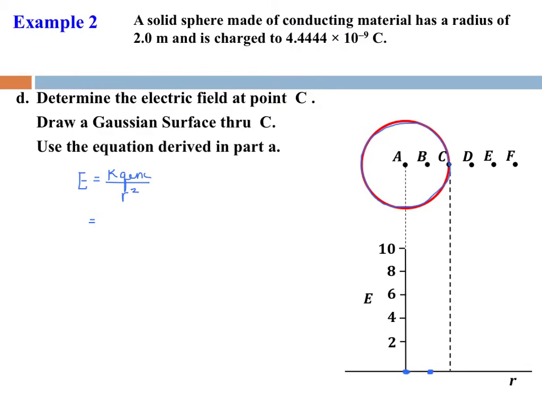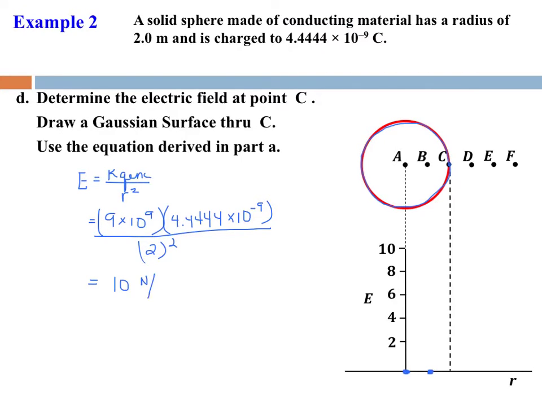So for K, we have 9 times 10 to the 9th. Our charge enclosed is 4.4444. And our distance r is actually just going to be the radius of this sphere, so 2 squared. And you should get an electric field value in Newton per Coulomb. So we can plot that here.